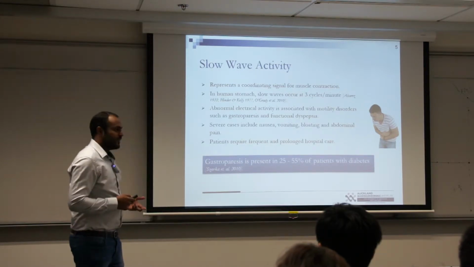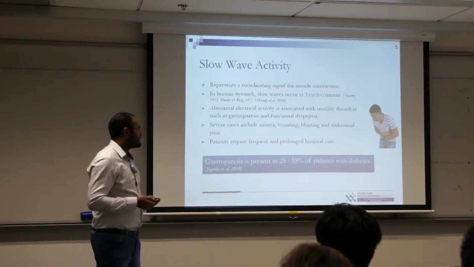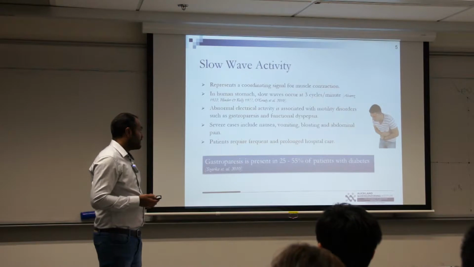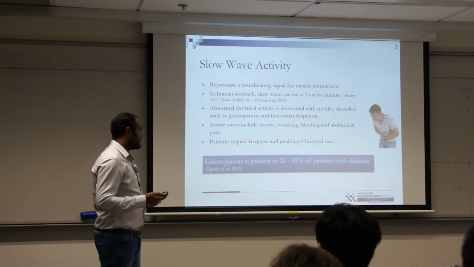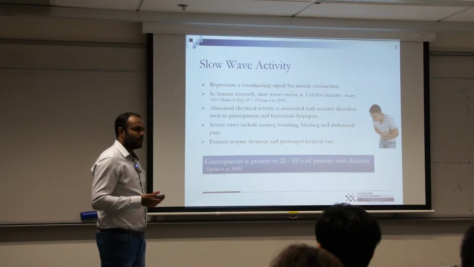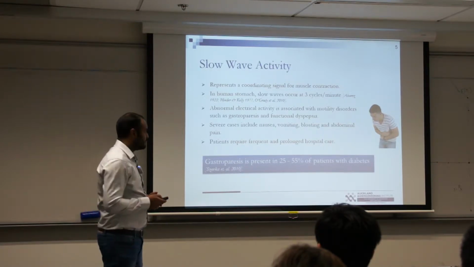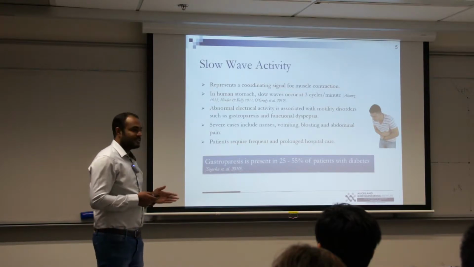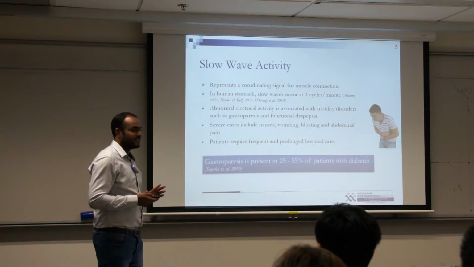Abnormal electrical activity is associated with gastric motility disorders such as gastroparesis and functional dyspepsia. For those who don't know, severe cases of gastroparesis might include nausea, vomiting, bloating, and severe pain, and patients usually have frequent hospital care and poor quality of life. Gastroparesis is present in around 25 to 55% of patients with diabetes.